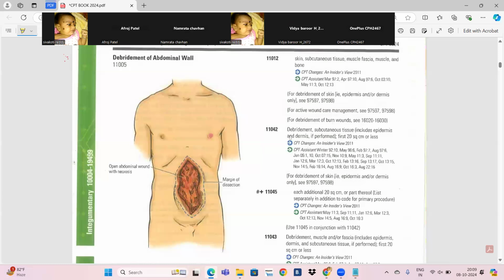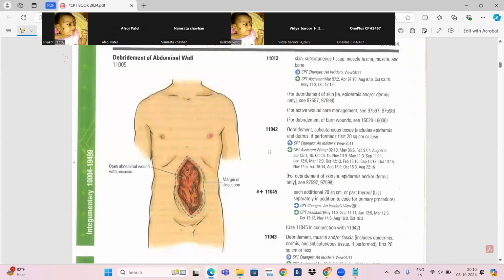Different code. Then check the square centimeters, how much? First 20 square centimeters. For debridement of skin, check here: 97597, 97598. If they did debridement for skin, epidermis or dermis only, you need to check these codes. If it was subcutaneous tissue, then you will code 11042.